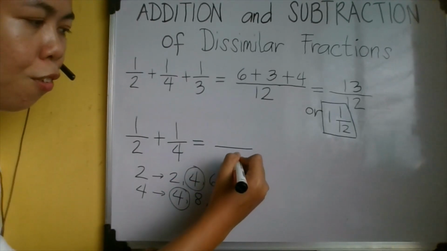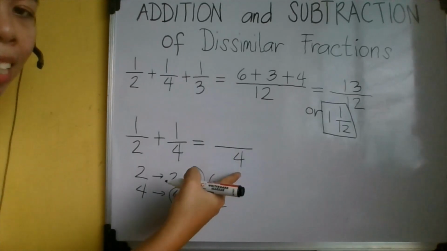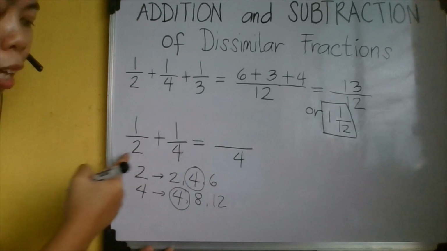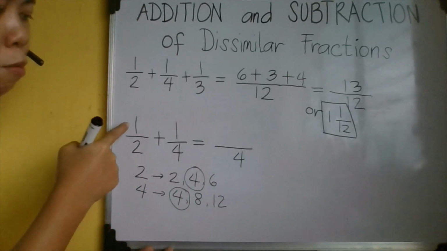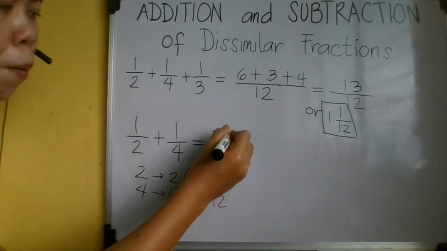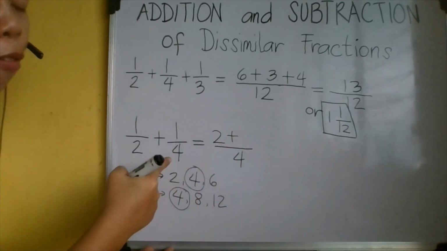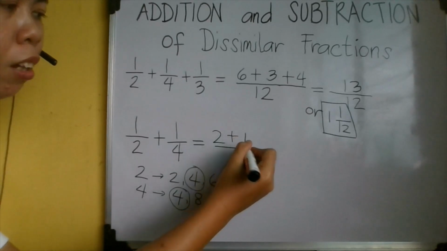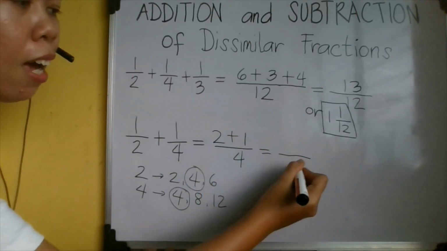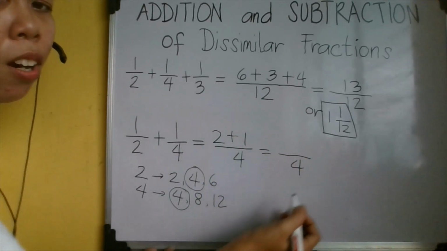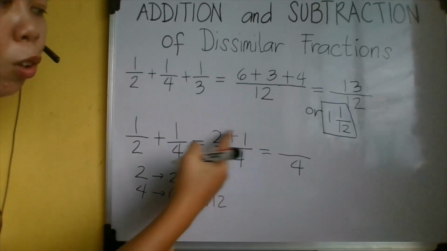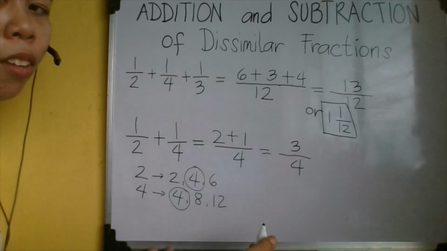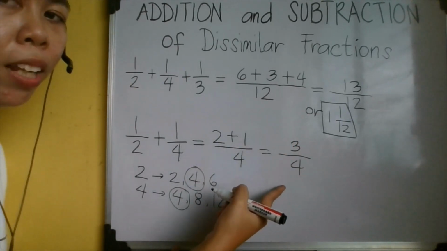Divide the LCD by the denominator. So, 4 divided by 2, we have 2 times 1, 2. Plus 4 divided by 4, 1 times 1, we have 1. Then, copy the LCD, 4. Then, add the numerators, 2 plus 1, and that is 3. So, 3/4 is already in its simplest form.